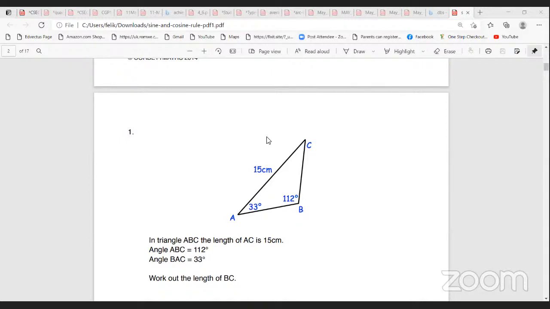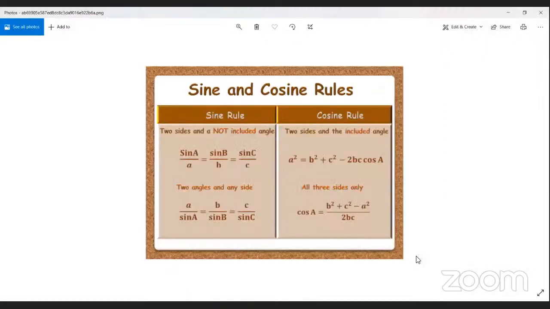So let's just go back to the rule. We use a sine rule when we have two sides and not an included angle, and when we have two angles and any side. So that's when we use a sine rule. The cosine rule, we use it when we have two sides and the included angle, or when we have all three sides. So take a screenshot for me.